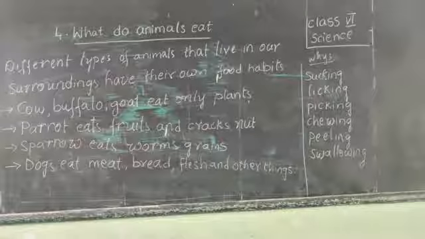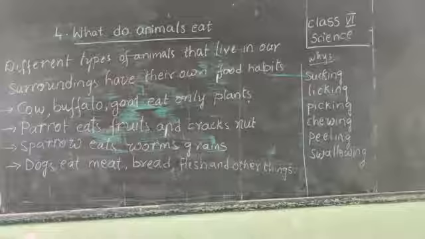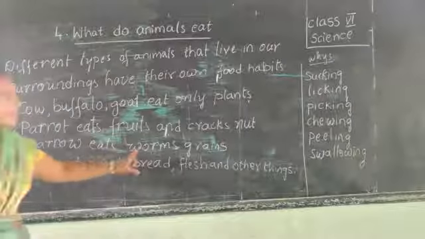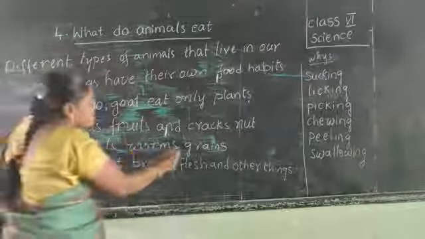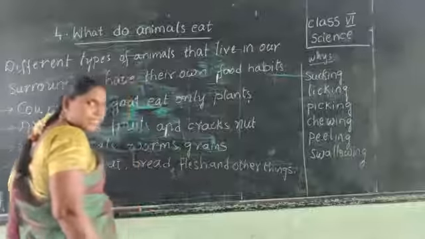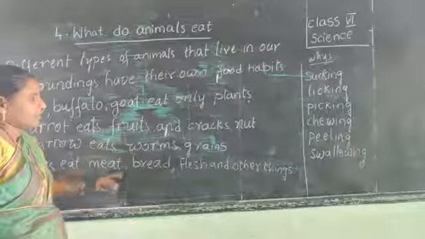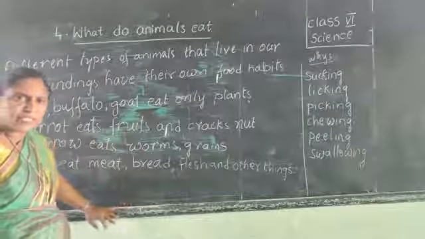Sparrow is a small bird. It eats worms and grains. Worms means small insects.